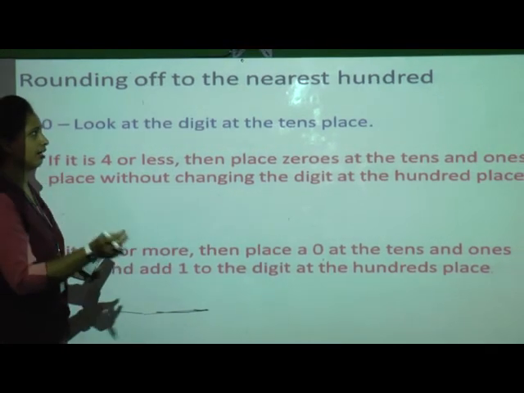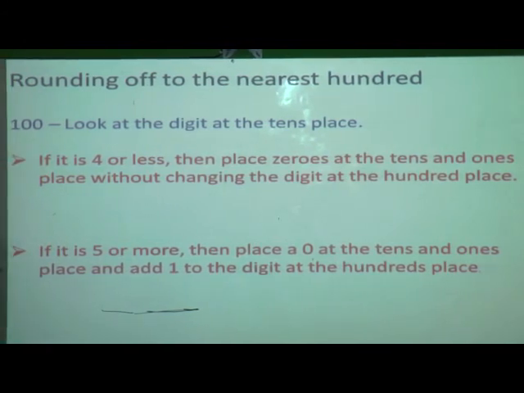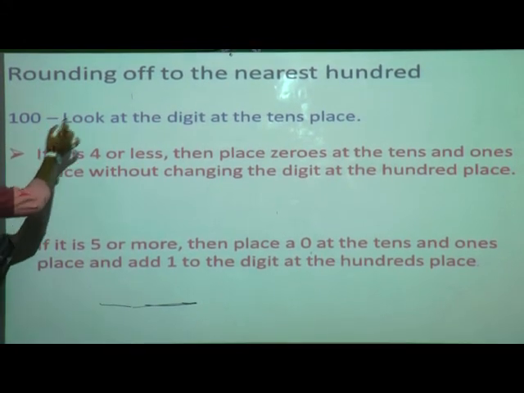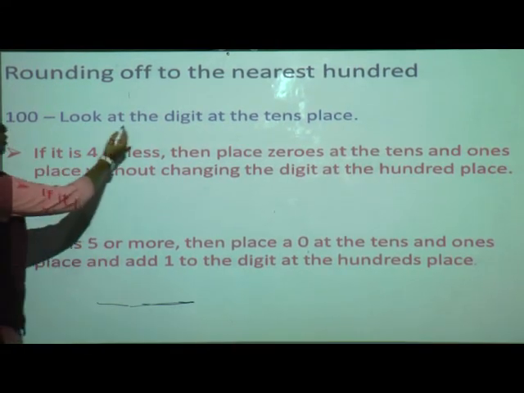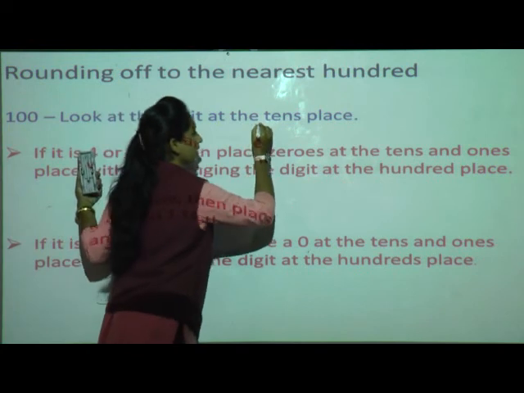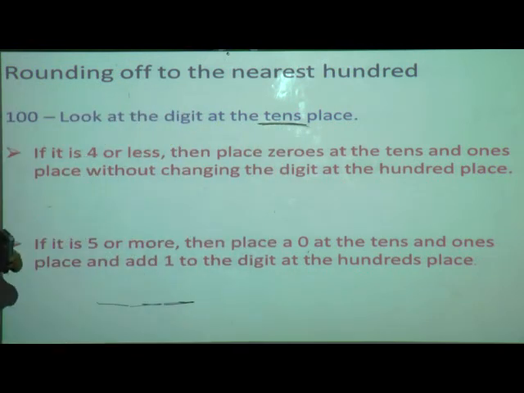Little changes there. Everything is the same. Just keep in your mind properly what you have to do. Now, whenever they are asking rounding to the nearest 100, what do you have to do? Look at the digit at the tens place. Are you getting it? We have to look at the digit at the tens place.